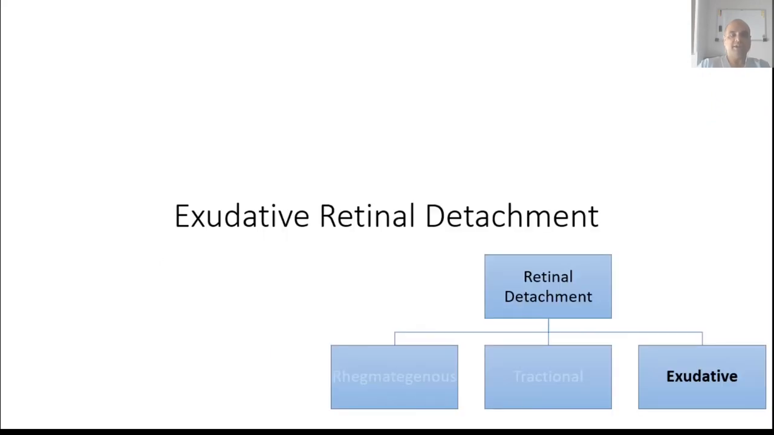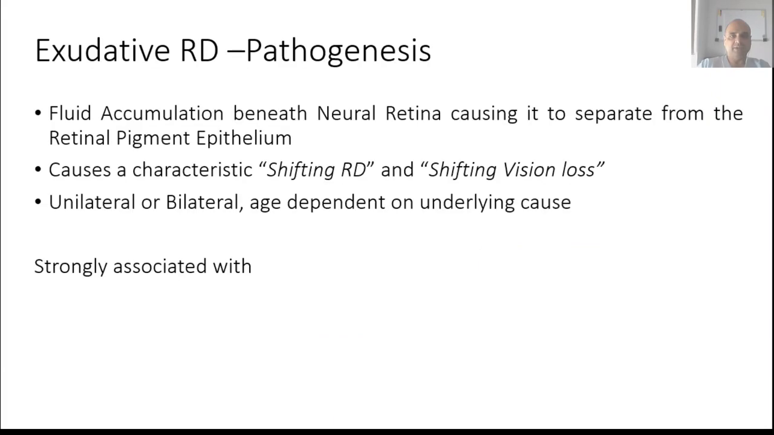Finally, we will talk about exudative retinal detachment. This is a type of retinal detachment that happens because of collection of fluid between the neural retina and the RPE without any traction or without any breaks. And this happens because of certain specific conditions that we'll talk about. But because there is just fluid without any overlying breaks or traction, this fluid can simply move.